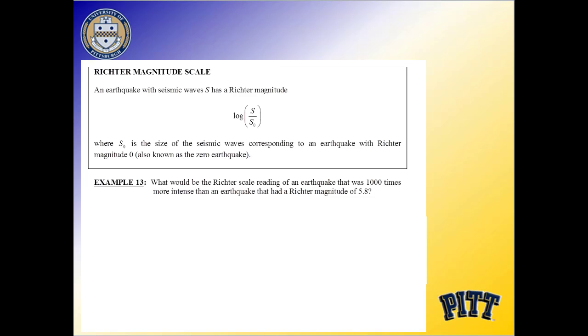A lot of you have heard about the Richter scale for earthquakes. They'll say that the earthquake had a 3.2 magnitude or whatever it might be. I'm sure you've heard of it before. Well, what does that mean? Basically, that number comes from taking a logarithm of a ratio between the actual seismic activity, or the size of the seismic waves, which I can measure, compared to the zero earthquake.